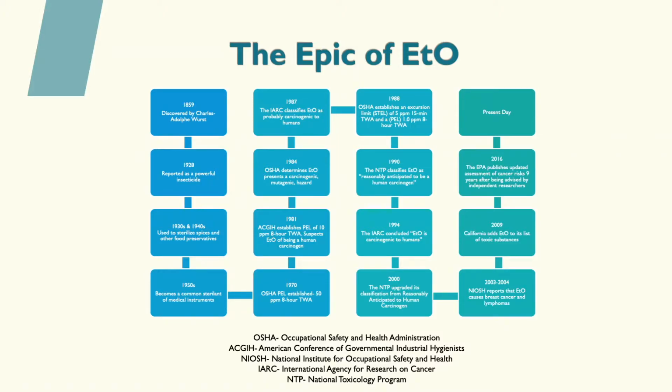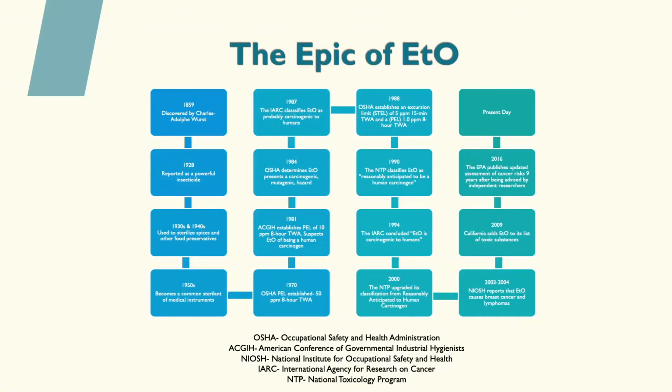In 1981, the ACGIH established a PEL of 10 parts per million for an 8-hour time-weighted average and suspected ethylene oxide as being a human carcinogen, but just suspected. In 1984, OSHA determined ethylene oxide presents a carcinogenic and mutagenic hazard. In 1987, the International Agency for Research on Cancer classified ethylene oxide as probably carcinogenic to humans, just probably in 87.